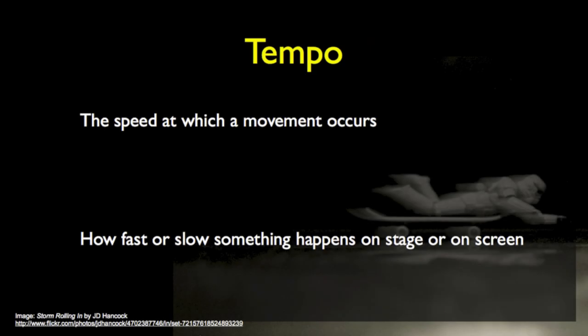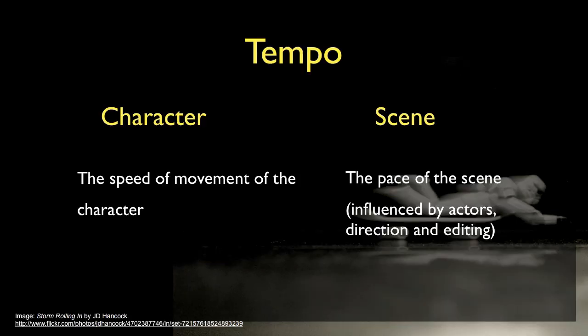The definition of tempo from Anne Bogart's work: the speed at which a movement occurs, or how fast or slow something happens on stage, or in our case, on screen. Now when we talk about tempos, there are different kinds of tempos we can look at. There is the character tempo, which we'll be looking at predominantly through the rest of this since we're looking at acting. But there's also the tempo of the scene. So the pace at which the scene moves, which is influenced by how fast the actors move and interact and the background characters, but also things like the direction, the DP, the editing, the music and the soundtrack as well.